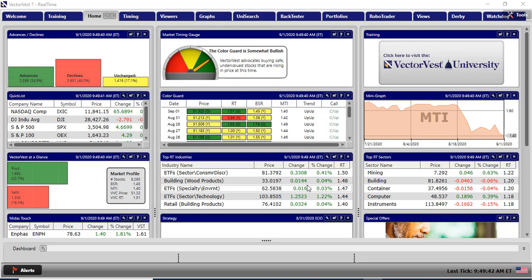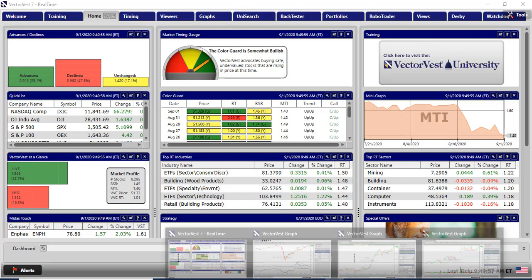VectorVest US, the US market has just opened. Advances and declines are pretty much the same. All of the metrics on VectorVest are saying that the trend is intact, from the short-term trend right to the longest measure of the trend, the confirmed up.